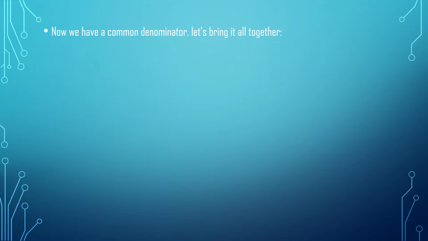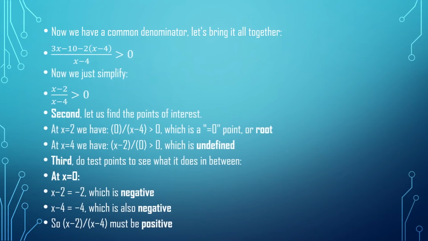Now we find the common denominator. Let's bring it all together. Now, we just first simplify. Second, let's find the points of interest. At x equals 2, we have 0 over x minus 4 is greater than 0, which is equal to 0, a root. At x equals 4, we have x minus 2 over 0, which is greater than 0, which is undefined.